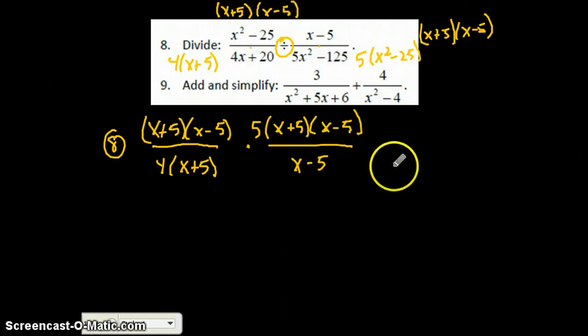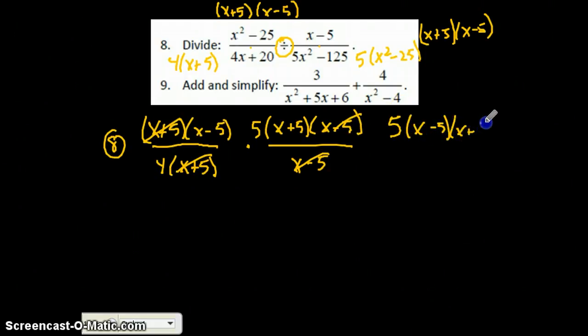All right, let's see. Does anything divide out? Well, first of all, we have these x plus 5 factors. They divide out, and then we have the x minus 5 factors. They divide out. Anything else that divides out? No, it doesn't look like it. So 5 times x minus 5 times x plus 5 over 4. Final answer.